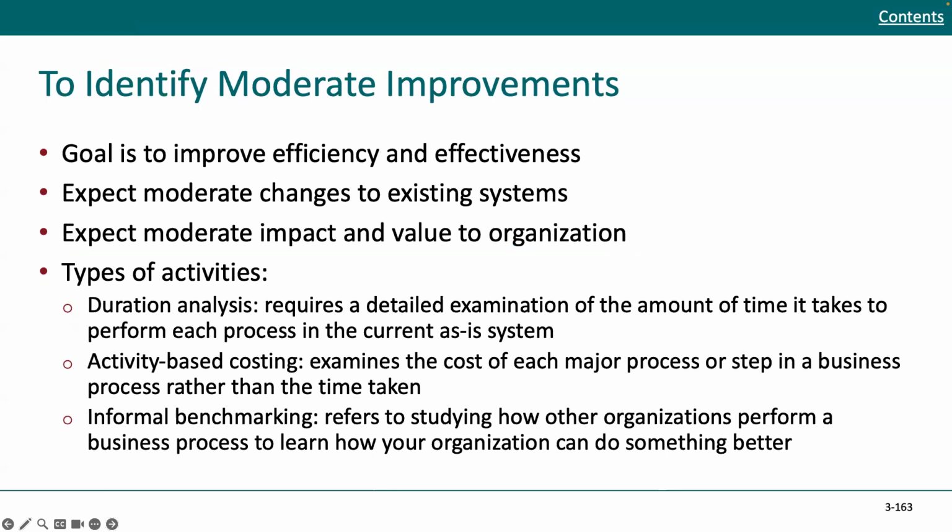So what type of activities would this get into? Duration analysis, activity-based costing, informal benchmarking. So for duration, it requires a detailed explanation of the amount of time it takes to perform each process in the current as-is system. For activity-based costing, you want to examine the cost of each major process or step in the business process rather than the time taken. For benchmarking, it refers to studying how other organizations perform a business process to learn how your organization can do something better.